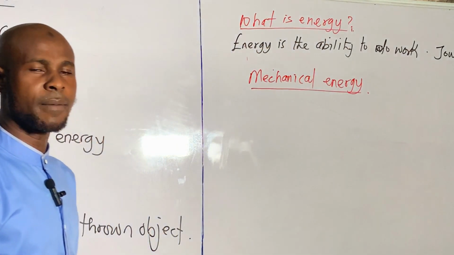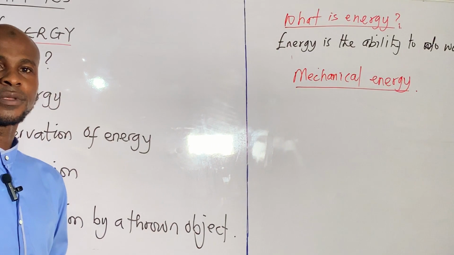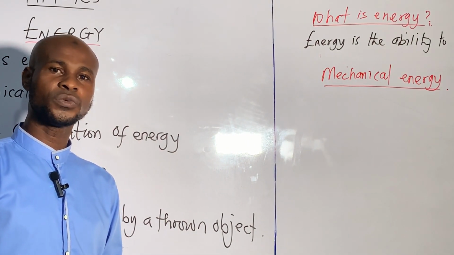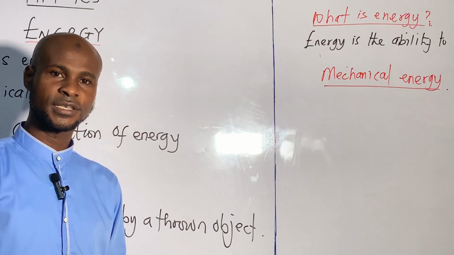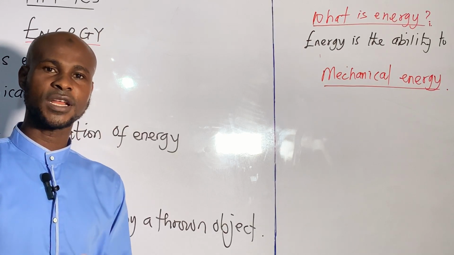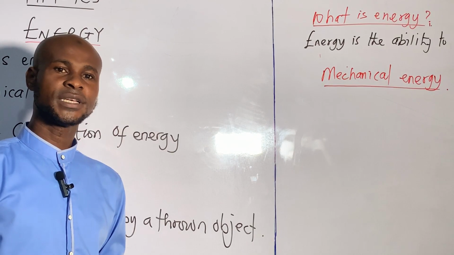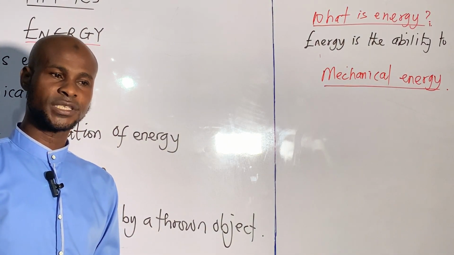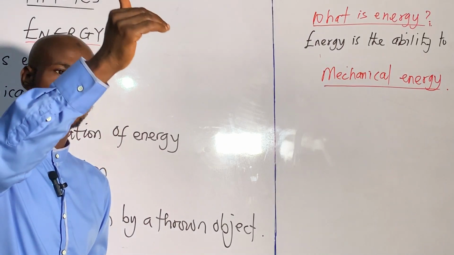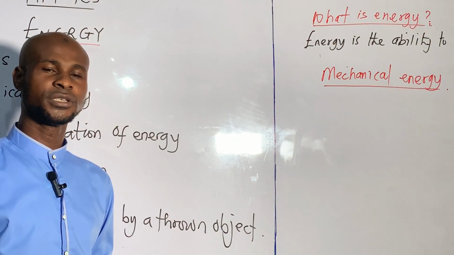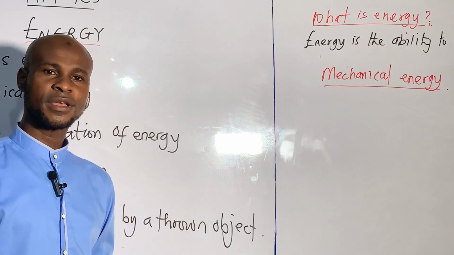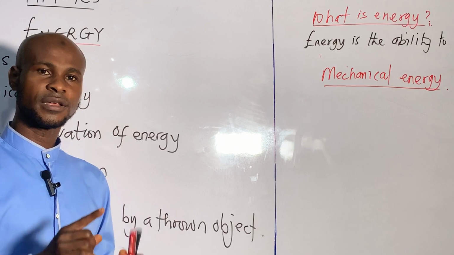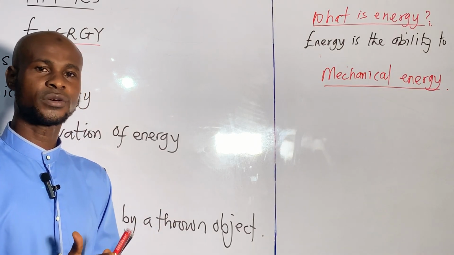Mechanical energy can best be defined as the form of energy that has to do with the position of an object or the movement of an object. What do I mean? Energy possessed by a stationary object or an object placed at a particular position, or energy possessed by an object that is in motion is called mechanical energy.